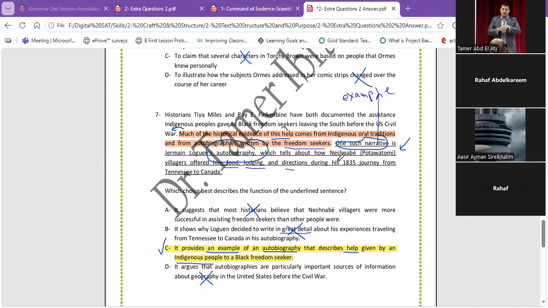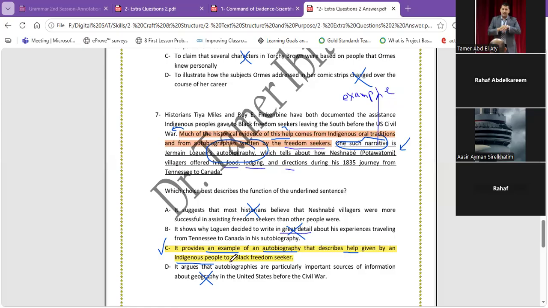We didn't compare them to other people. This is an example. No. It shows why Lugman decided to write in great detail about his experiences traveling from Tennessee to Canada in his autobiography. This is not, I'm not talking about the detail. I'm talking about how those people start helping, and I give an example. No. To provide an example of an autobiography, yes, that describes help given by an indigenous people to a black freedom seeker, yes. Here we are talking about how indigenous people or Native Americans help black people to be free. And this is an example.